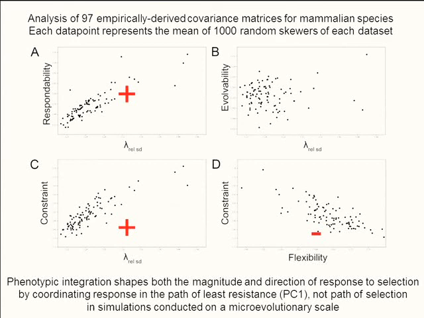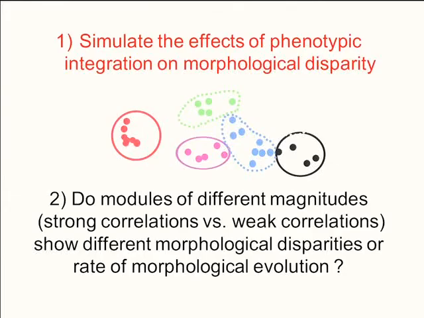So what this shows overall is that phenotypic integration does shape both the magnitude and the direction of response to selection by coordinating the response in the path of least resistance. Now, what I want to know is how does this scale up? This is essentially individual changes. But if we look at this on a large time scale, how can we scale up these results?